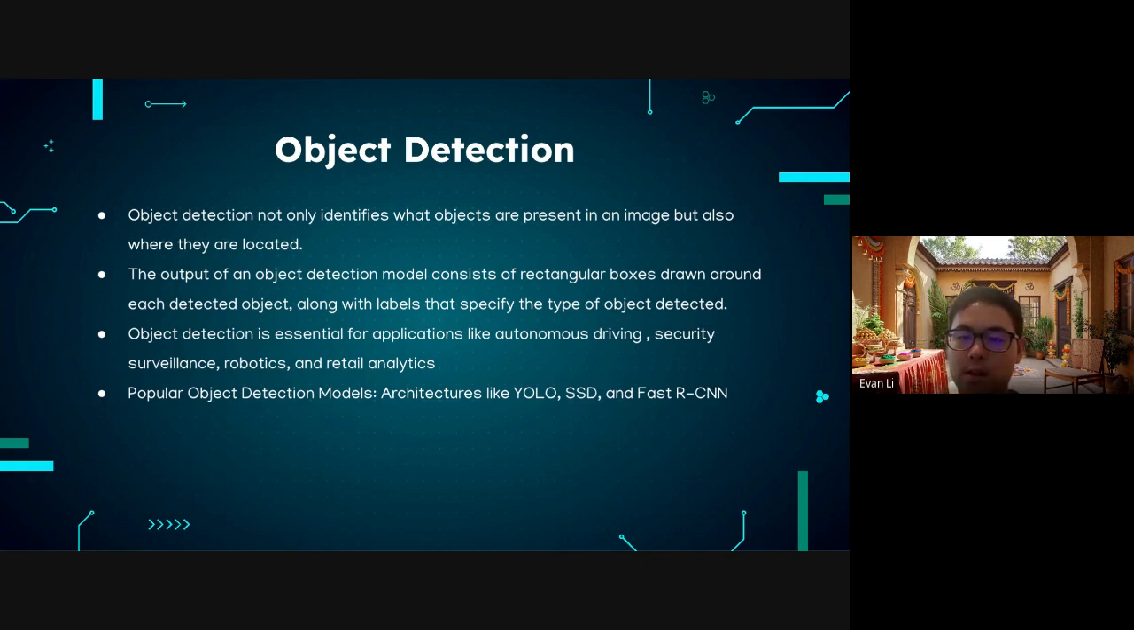Several sophisticated object detection architectures have emerged, each with its own strengths and trade-offs. Prominent examples include YOLO, known for its speed and efficiency, SSD, which is single-shot multi-box detector, which balances speed and accuracy, and faster RCNN, which is faster region-based convolutional neural networks, which prioritizes accuracy and robustness.